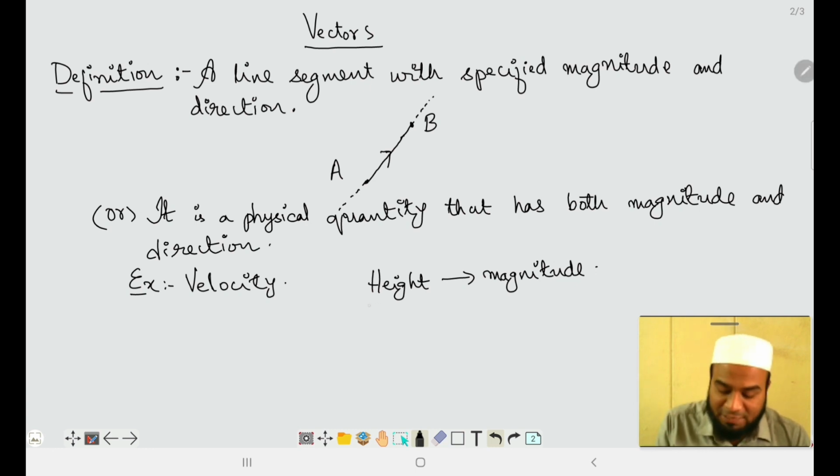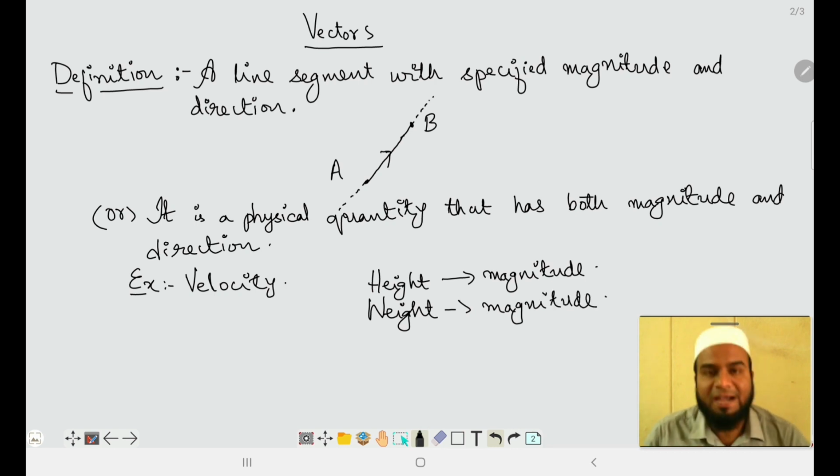Similarly, weight also has only magnitude but no direction. That is why height and weight, this type of quantities, are called scalar quantities, because I cannot say that my weight is 64 kgs in the downward direction or 64 kgs in the upward direction. So this type of quantities are called scalar quantities, whereas velocity is called a vector quantity.